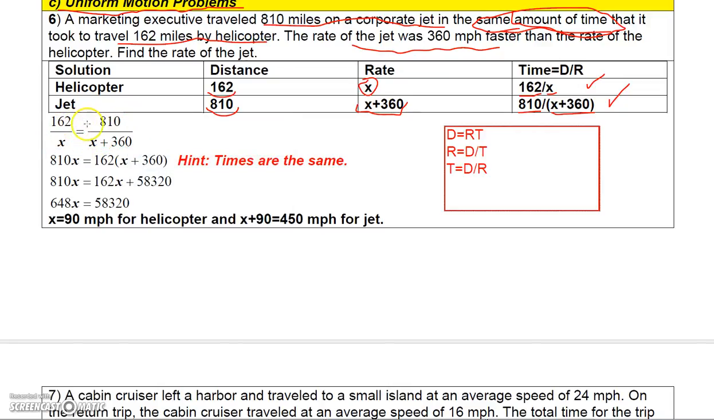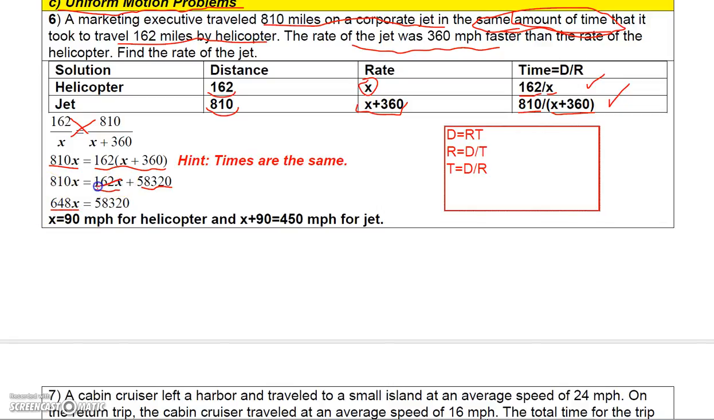So I just took 810 times x and put that here. And then 162 times x plus 360, and I put that here. And then I distributed. I had to grab my calculator because obviously I couldn't do this in my head. You might think I could, but I couldn't. So I did 162 times 360 and got 58,320. And then if you subtract the 162x from 810x, you get 648x.